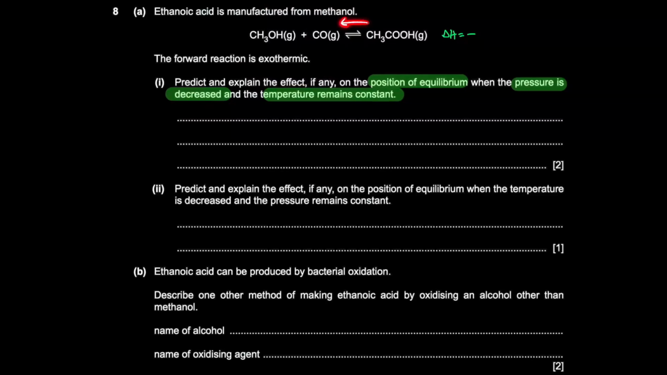And why will it shift to the left? If you guys remember, in equilibrium, what happens? The equilibrium moves in a direction to oppose the change. If you decrease the pressure, the equilibrium will bring it back up. So it will shift to the side with more moles of gas. Your gas will increase, and your pressure will go back up, right?